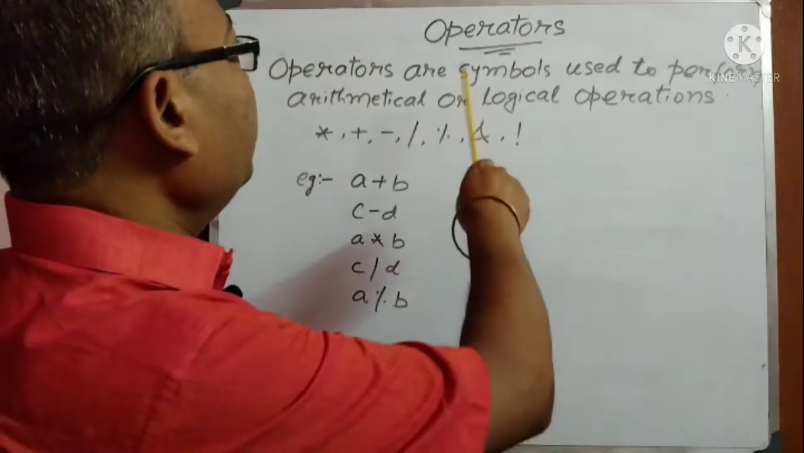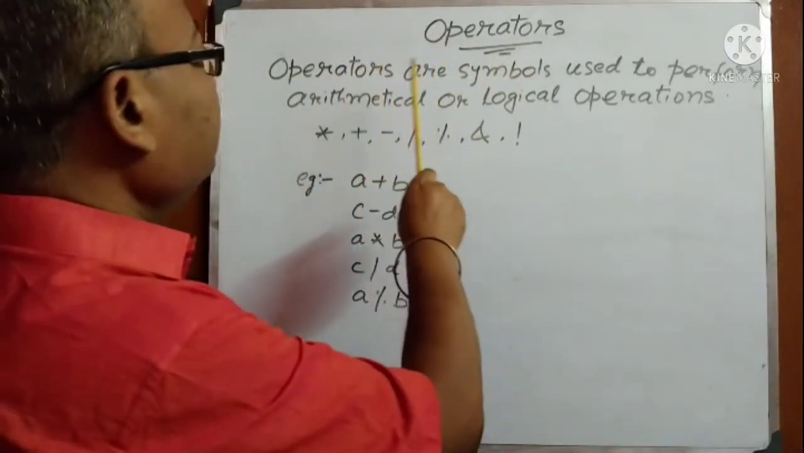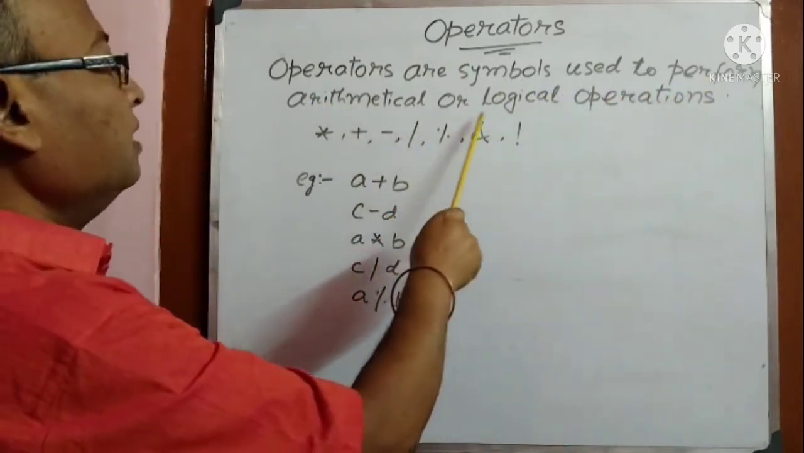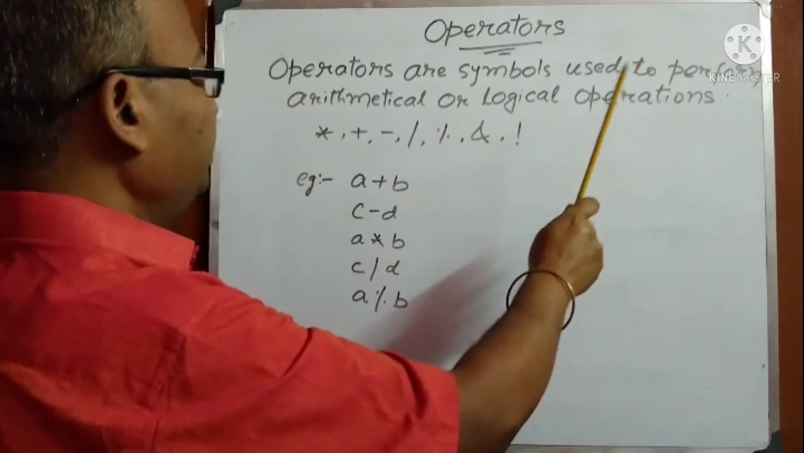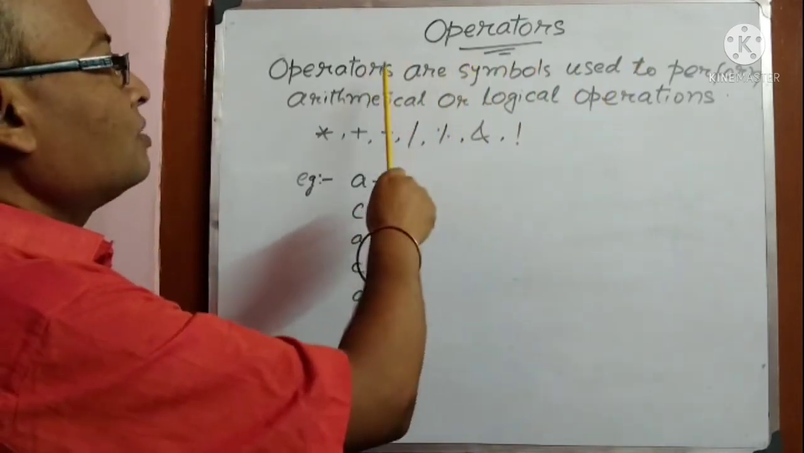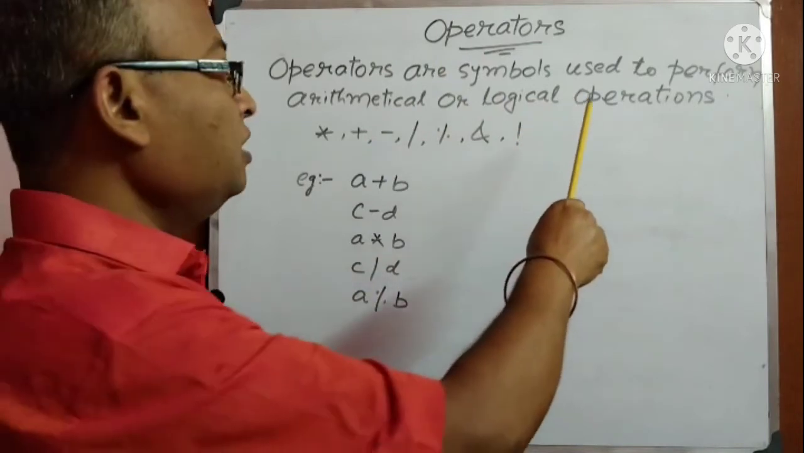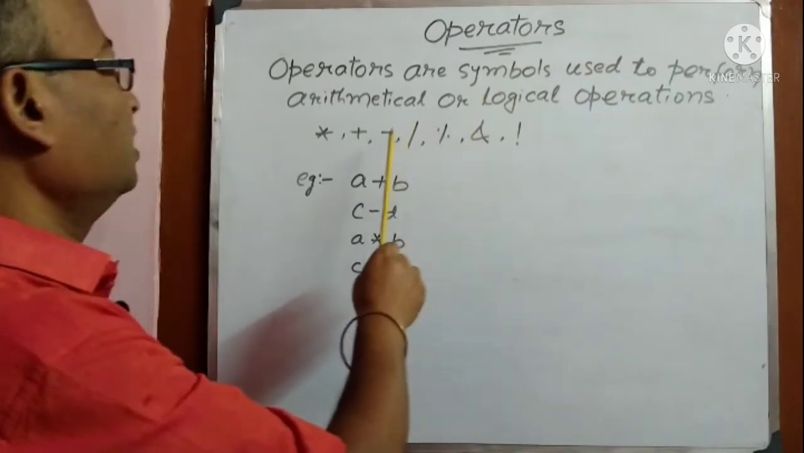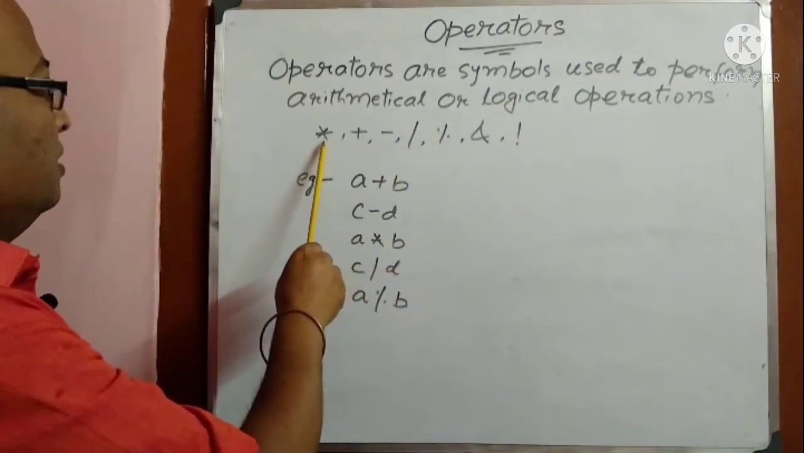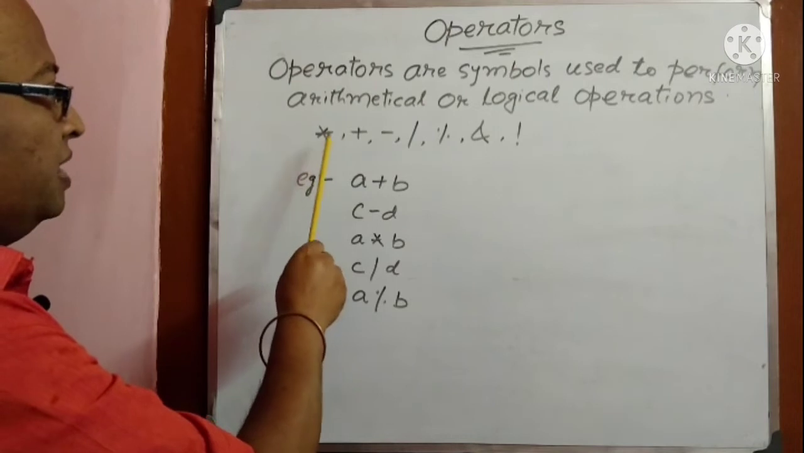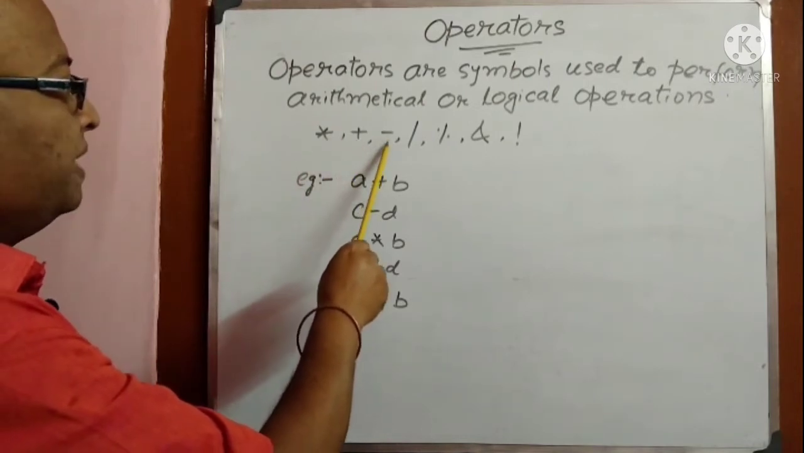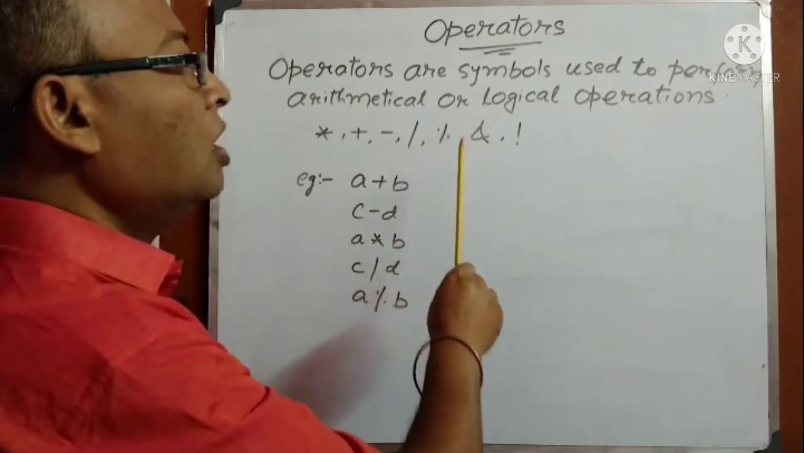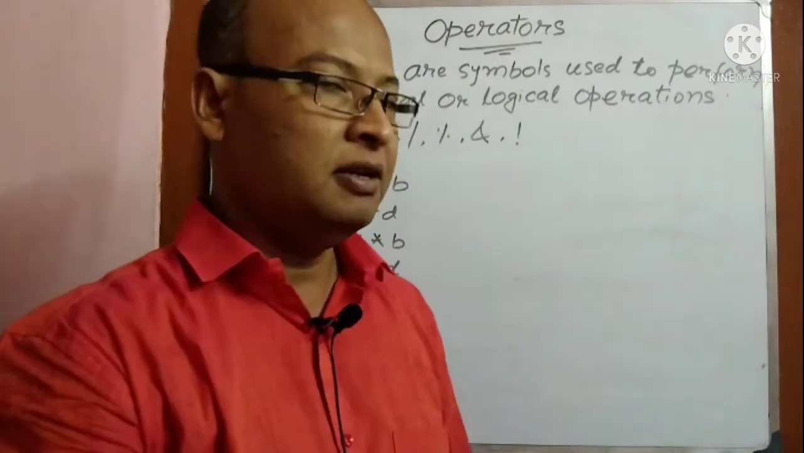We will see operators. Now, operators are symbols used to perform arithmetical or logical operations. So, what are operators? Operators are symbols which are used to perform arithmetical or logical operations. So, this is for multiplication, asterisk, addition, plus, minus, and this is for division, this is modulus, and these two are for logical operations which I will show you later on.